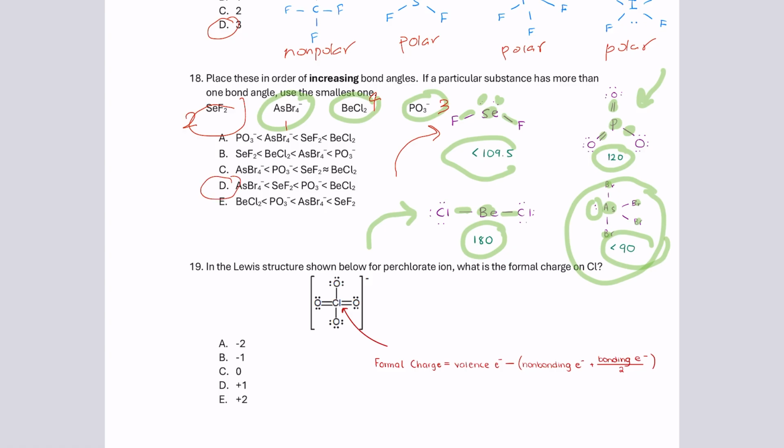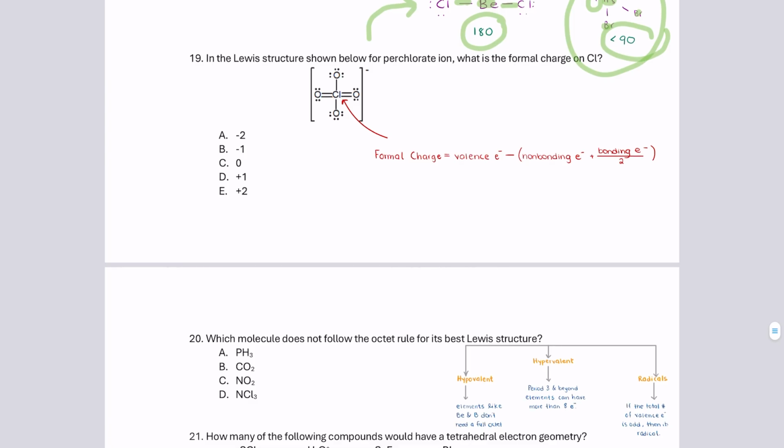Let's move on to problem 19. This problem says in the Lewis structure shown below for perchlorate ion, what is the formal charge on chlorine? Formal charge is calculated as the number of valence electrons minus non-bonding electrons plus bonding electrons divided by 2. Chlorine has 7 valence electrons because it's in group 17.